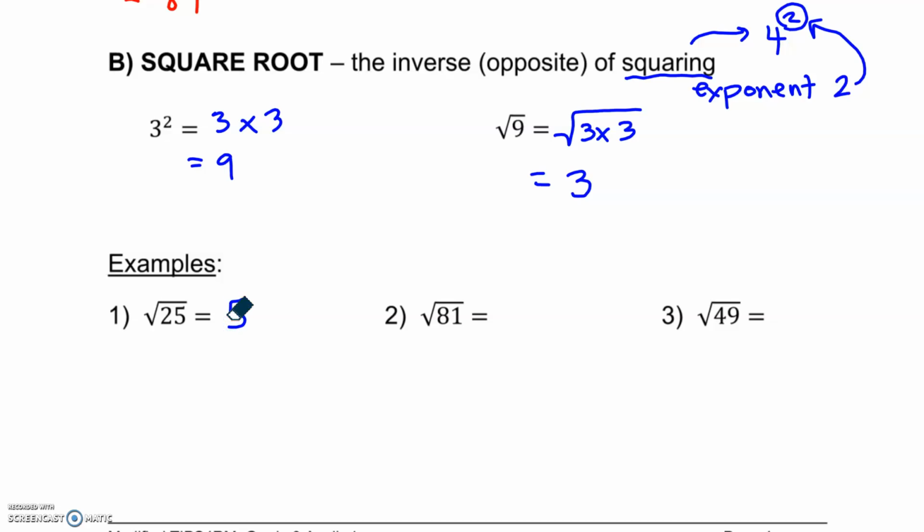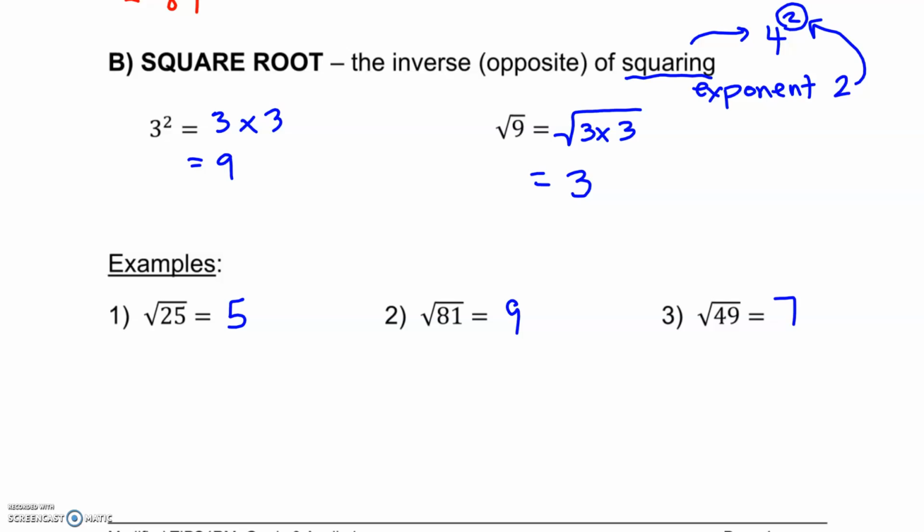The square root of 81, so we have to think, what times what is 81? That's the same number. 9 times 9, so the square root of 81 is 9. What times what gives you the square root of 49? So that is going to be 7, since 7 times 7 is 49.